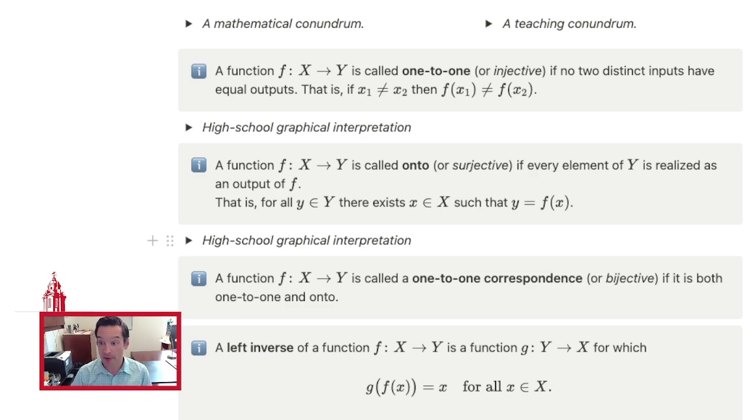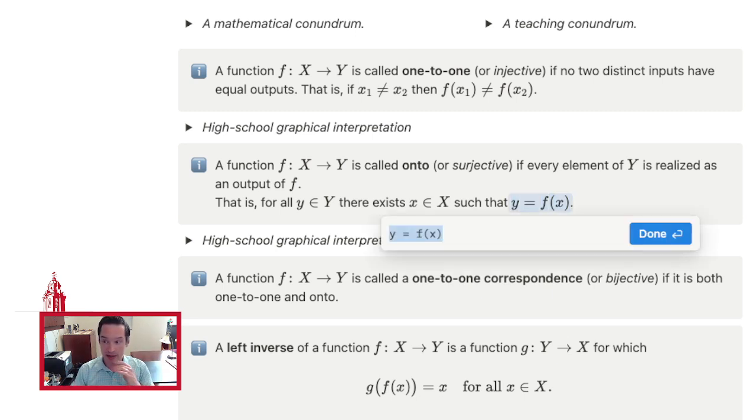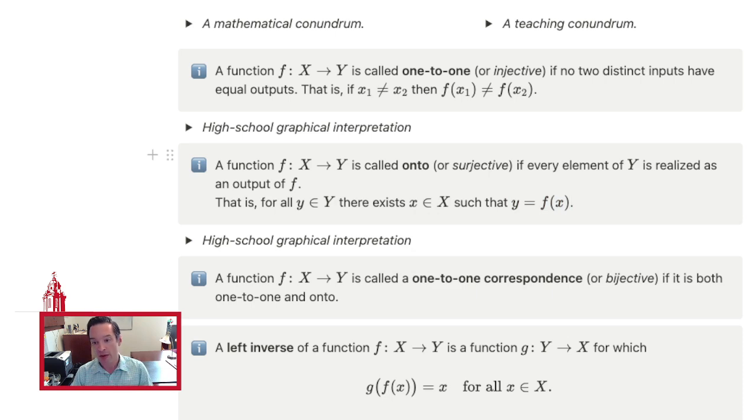The other function property that tends to stand alongside 1-to-1ness is called onto-ness. So a function is called onto, or if we're feeling fancy, we say surjective, if every single element of its codomain is realized as an output of the function. In other words, if we can always solve the equation y equals f of x for any y, any left-hand side in this example that I could put into that equation. So onto means that everything in the codomain is getting hit by something from the domain.